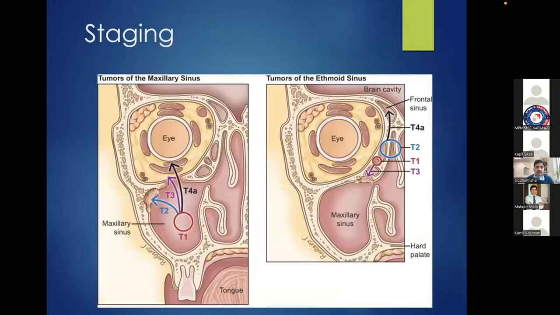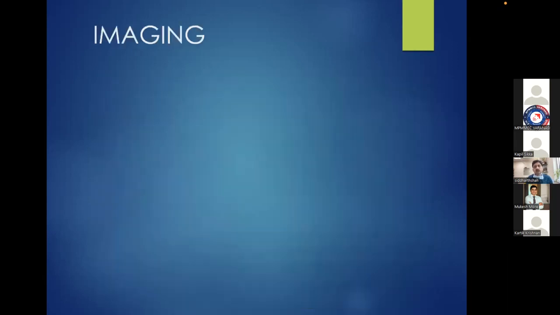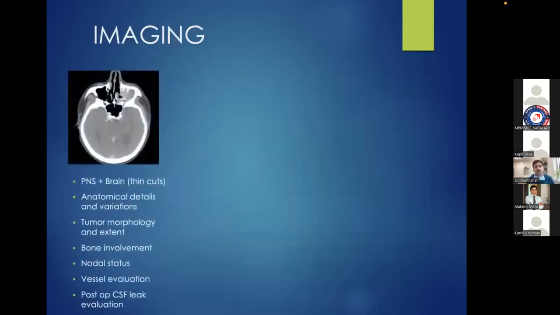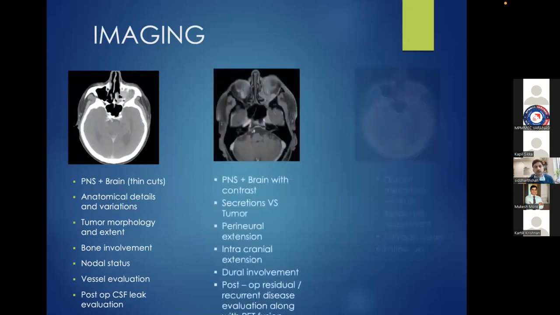When you come to the staging, if it is in the nasal cavity, maxillary sinus or ethmoid, and remains confined to its site of origin, it is considered an early stage lesion. The moment it starts encroaching on surrounding structures, one sinus going to the other sinus, or going beyond the confines of the walls, or entering the orbit or the intracranial compartment, it makes the patient an advanced stage disease. The most important thing in management is to evaluate the true extent of the lesion and the probable histological type, and how we go further.